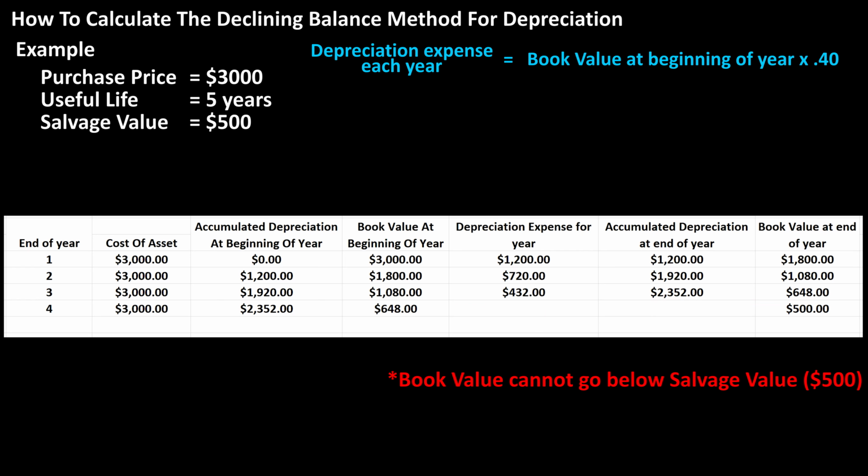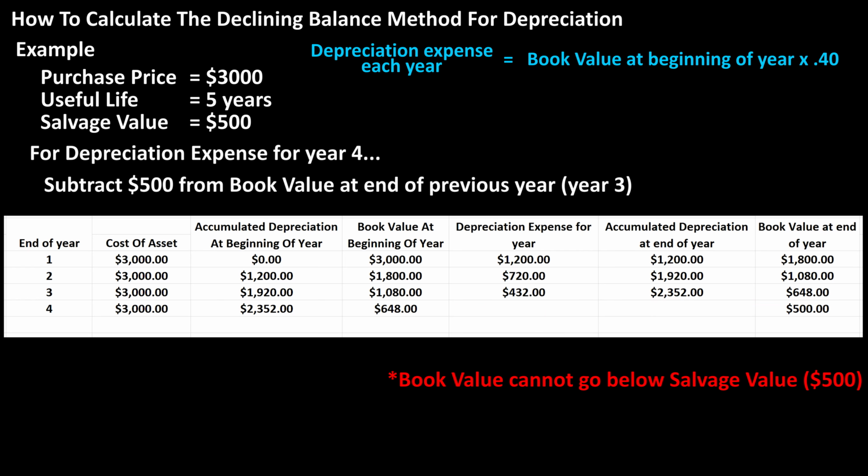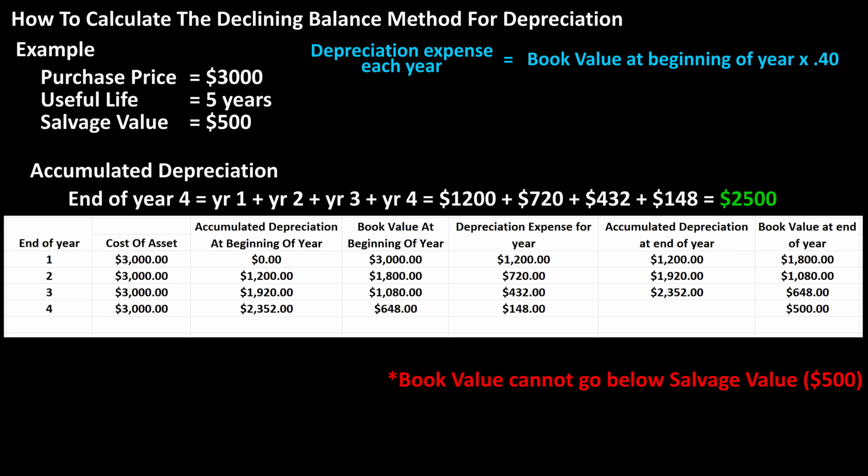What we need to do is take the book value at the end of the previous year, year 3, and subtract $500, the ending book value we need to be at. So we have $648 minus $500, which equals $148 as the depreciation expense for year 4. And now we can calculate the accumulated depreciation, which is the depreciation expense for each of the years added up. And doing so, we get $2,500, which is what we need to be at.